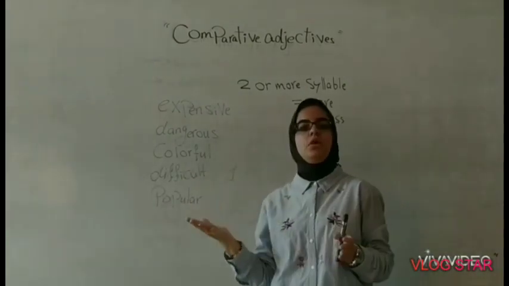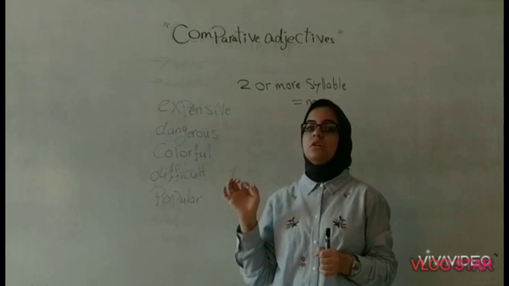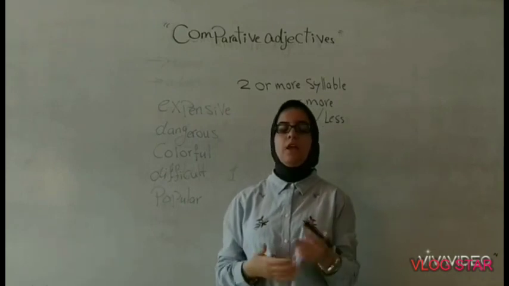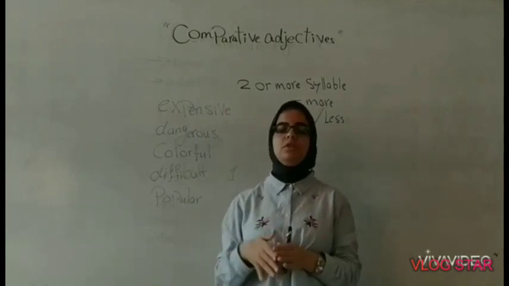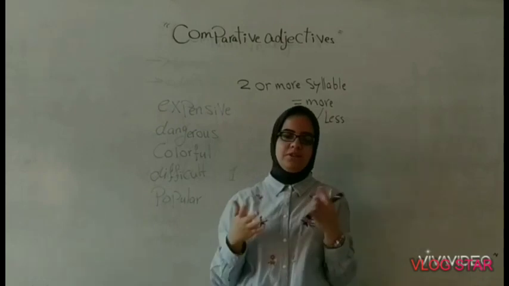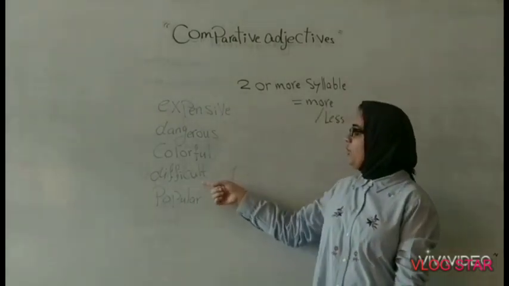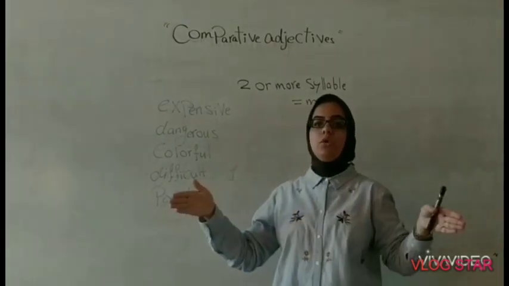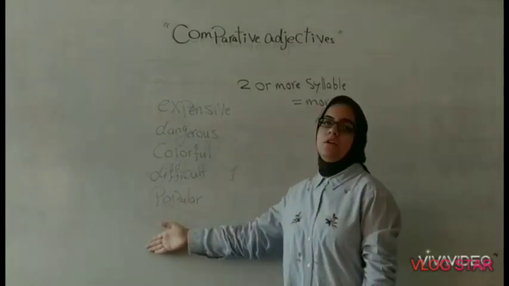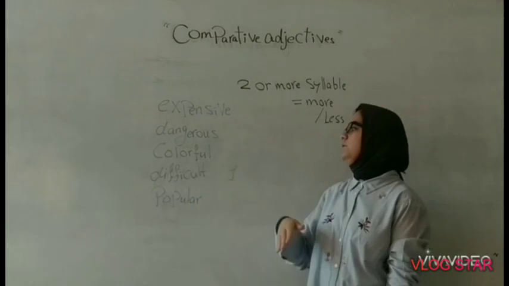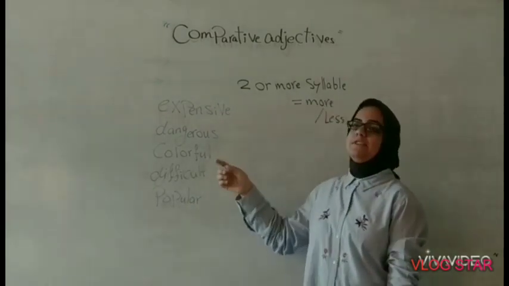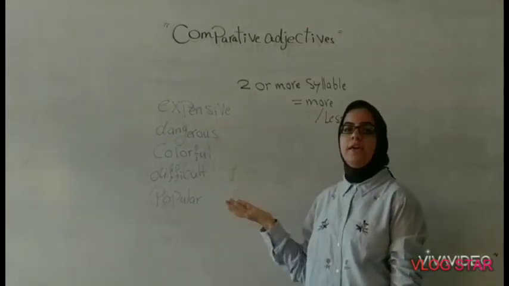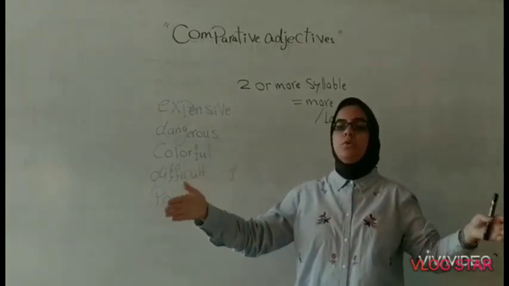So we are not going to add ER. No, we are going to add more or less. For example, when I say the French grammar is more difficult than English grammar. I'm not sure about that, but it's just an example. So here is the word difficult. I use more with difficult because it's a long adjective. I said this grammar is more difficult. This butterfly is more colorful. This bag is more expensive. So why here do I add more? Because they are longer adjectives.